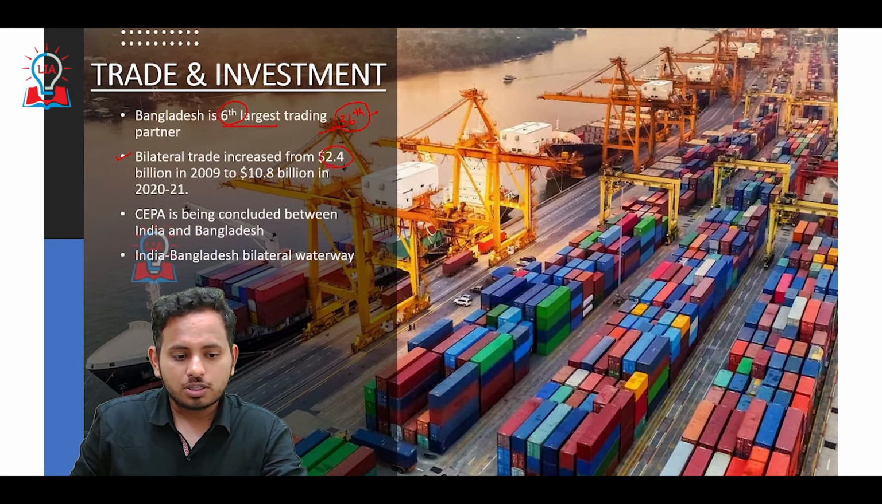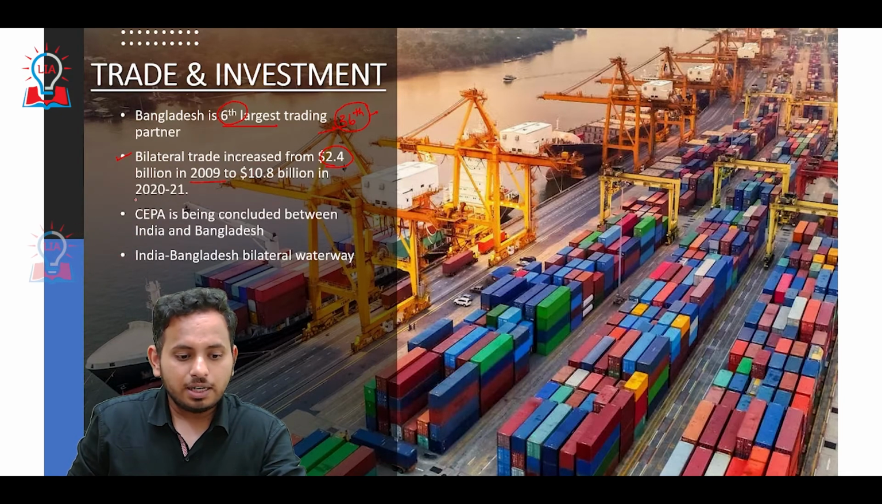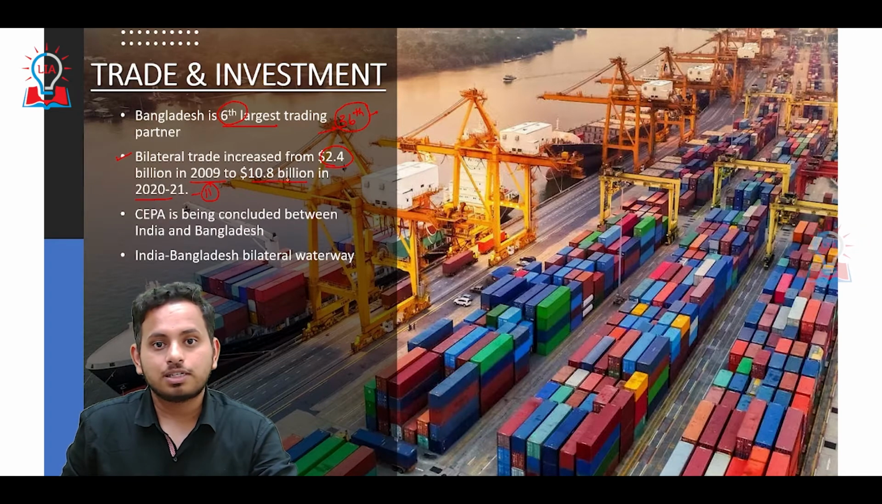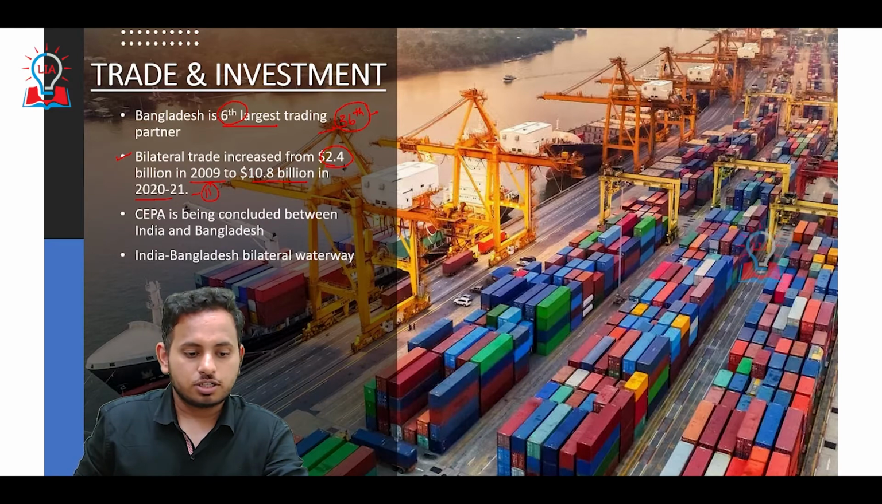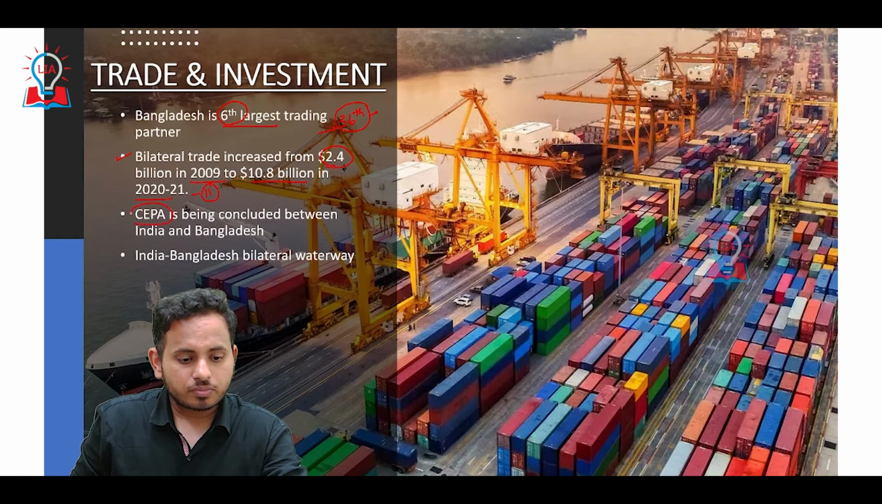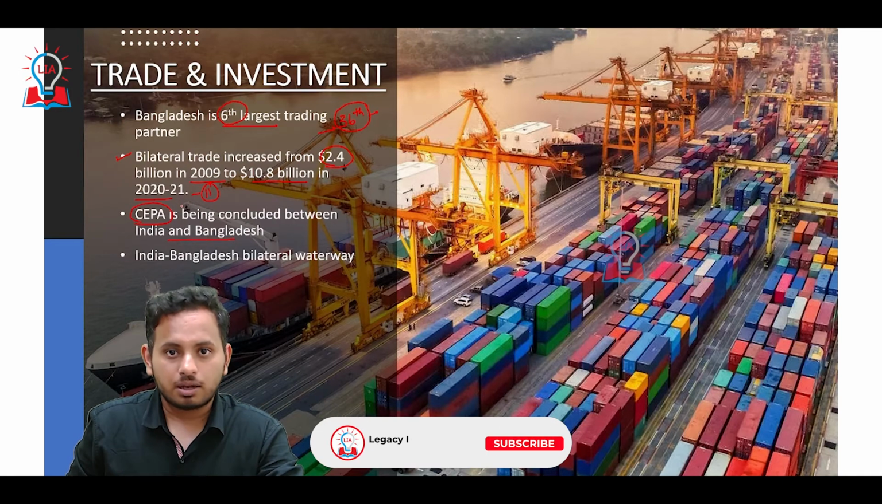$2.4 billion was the worth of goods traded between India and Pakistan in the year 2009. By 2020, almost 11 years down the line, it multiplied five times, and now we have $10.8 billion worth of goods being traded between India and Bangladesh. CEPA, the Comprehensive Economic Partnership Agreement, is being concluded between India and Bangladesh.